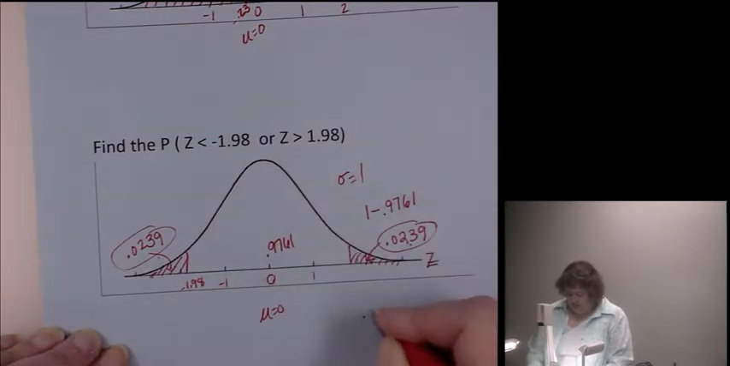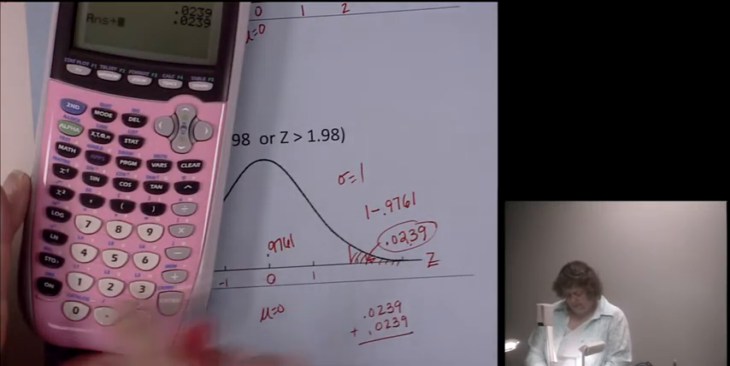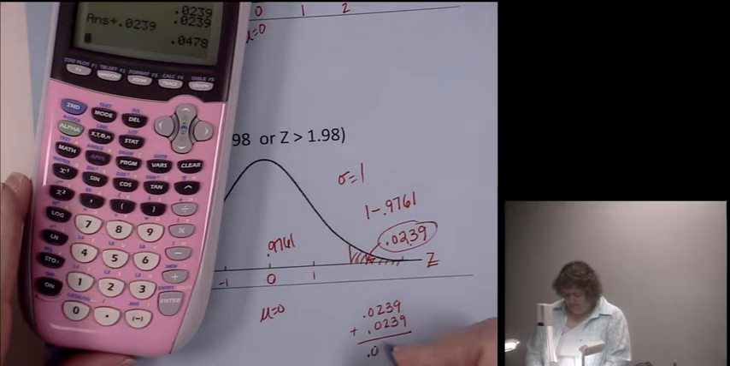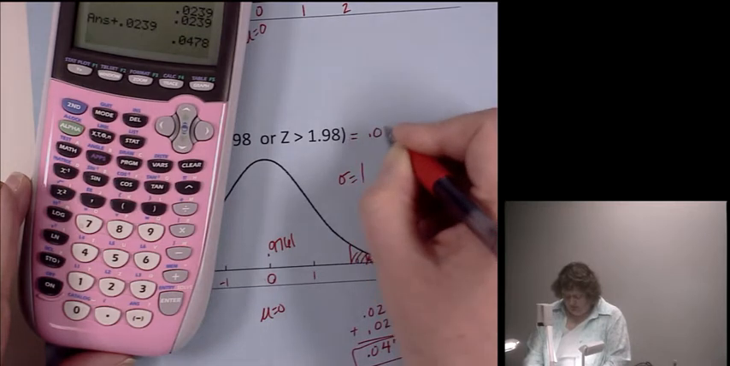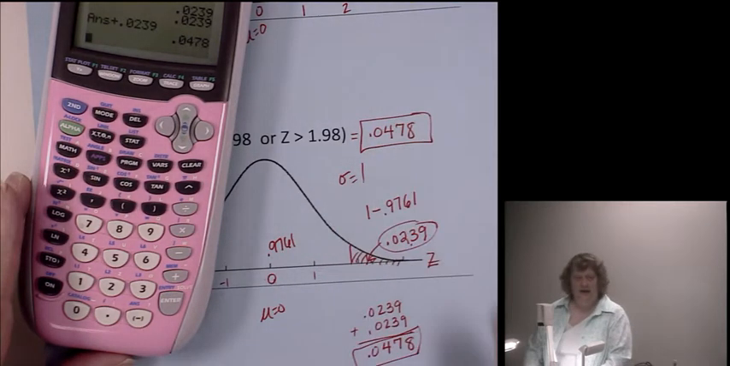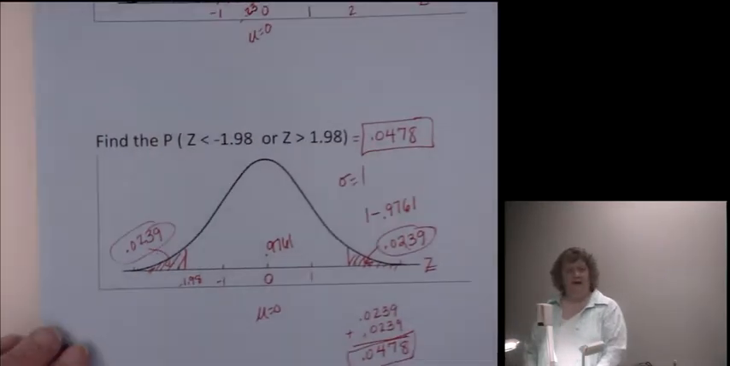So I need 0.0239 plus 0.0239. And I get 0.0478. And again, you want to make sure that your final answer is easy for your teacher to spot as your final answer because you do have a lot of numbers floating around there.